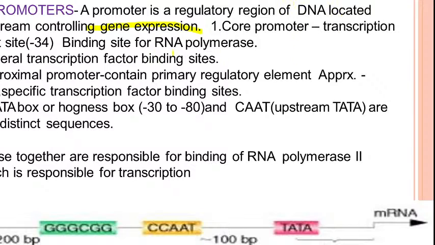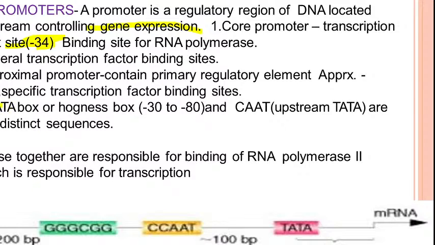So core promoters will have the start site at -34, the binding site for RNA polymerase. So the general transcription factors bind here. The proximal promoter contains primary regulatory elements, approximately 250, specific transcription factor binding sites.